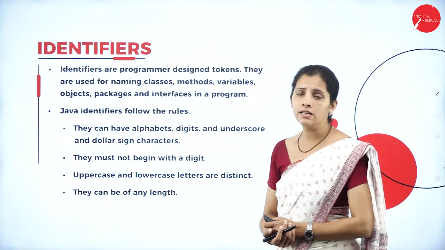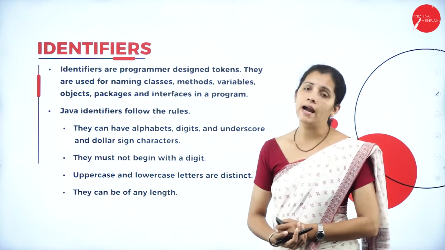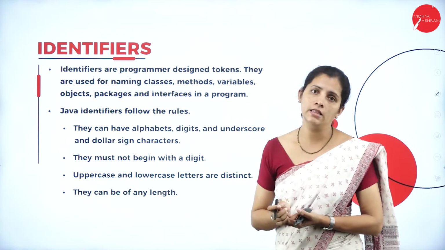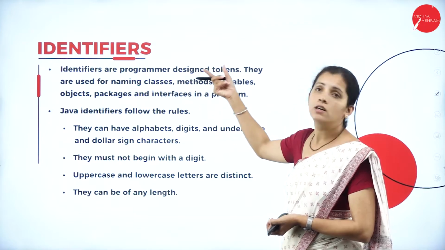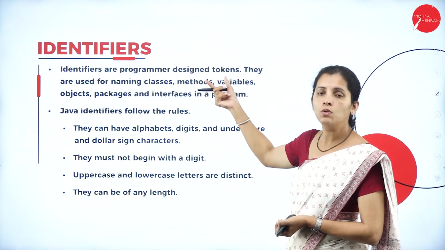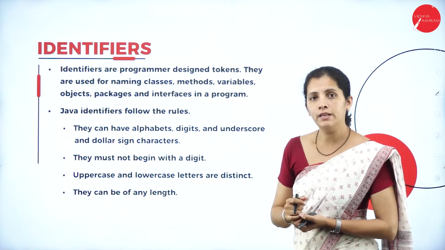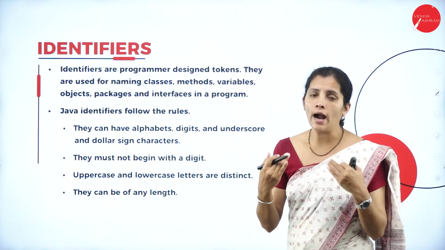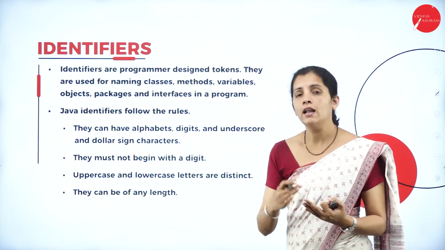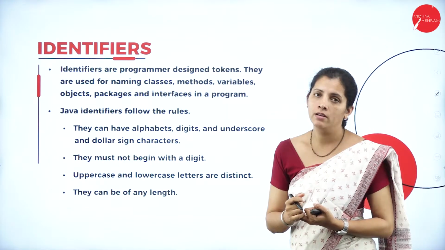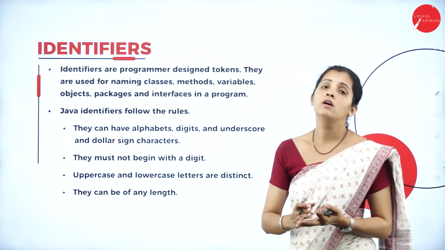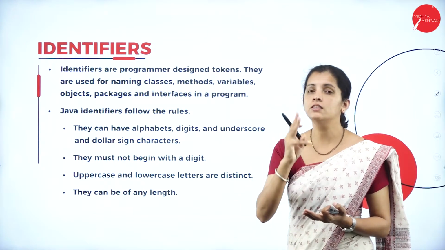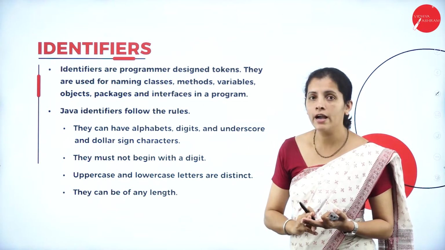Here identifiers are programmer designed tokens. So what is an identifier? Identifiers are nothing but the programmer designed tokens. Let me consider an example. Suppose you want to identify me, then how are you going to identify? By the name or by the subject I'm going to teach. So these are the two ways you can identify me.